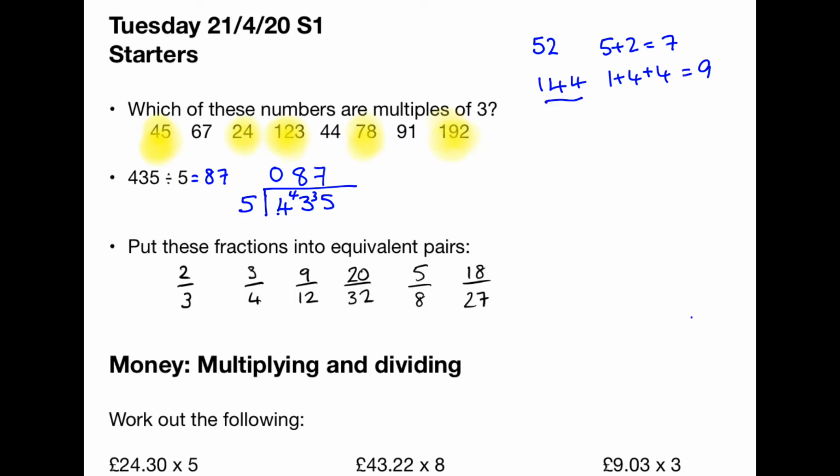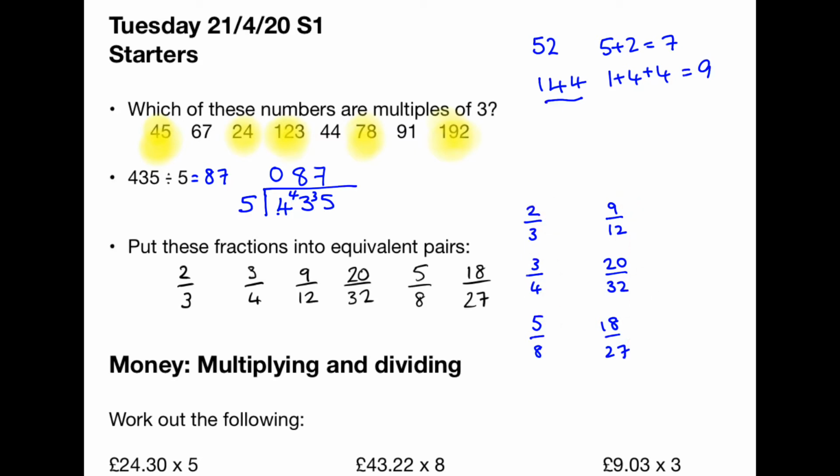Okay, and then the last question, we're putting these fractions into equivalent pairs. If you know what you're doing there, go ahead. If you need a bit of a hint, what we're starting off with is 2/3, 3/4, and 5/8. And each one of those is equivalent to either 9/12, 20 over 32, or 18 over 27. So we're needing to match up the fractions on the left-hand side with the fractions on the right-hand side.